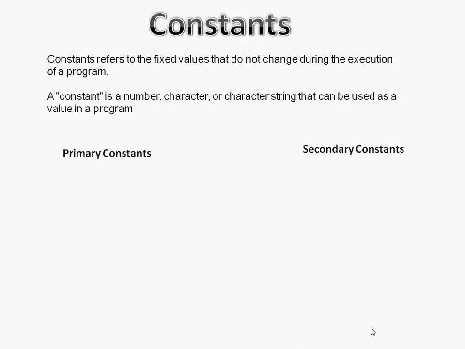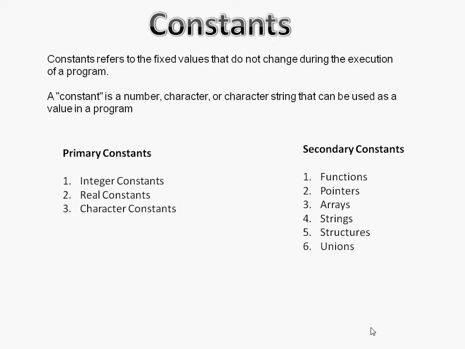In a similar way, we have different constants in C language. We have primary constant and secondary constant. In primary constant, we have integer constant, which you have just seen, the number 5 and the sum of those. We also have the real constant, we will have the character constant, and in secondary constant we have functions, pointers, arrays, strings, structures, and unions.